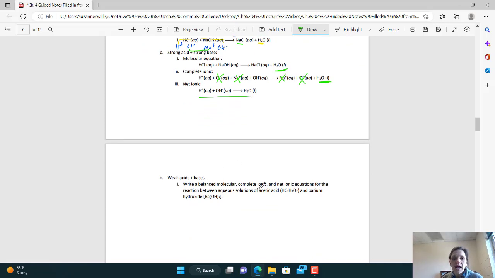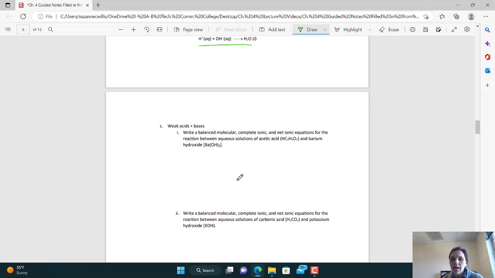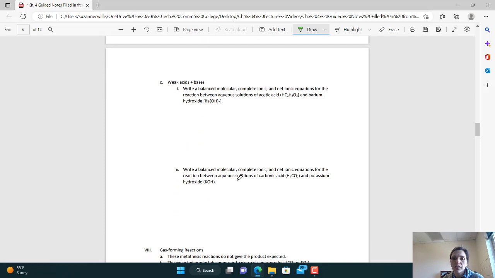Now, when you have a weak acid or base, then you have things that are not going to come apart. This is generally going to be a weak acid for you. The bases that you're going to run into are generally going to be strong bases.